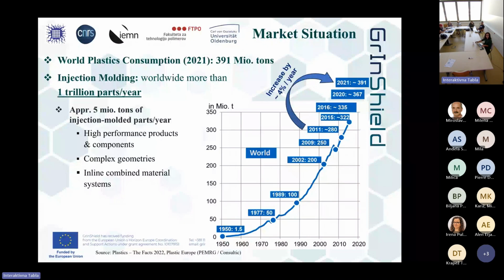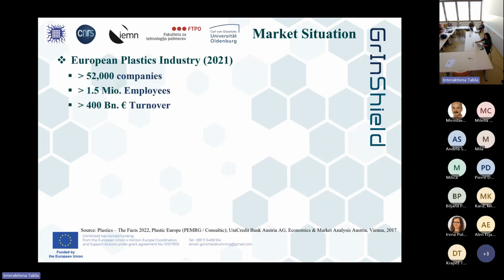High performance products, components, complex geometries, inline combined different material systems. And what we have in Europe is a constantly increasing cost pressure. That's because of low wage countries, a lot of production is moved to East and Far East companies and to Asia. That's an enormous problem for our producers.